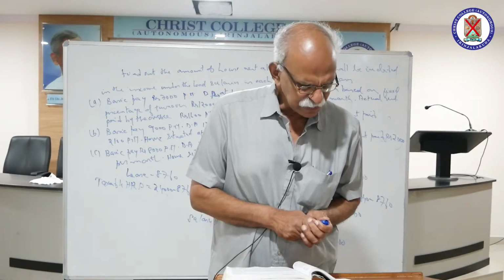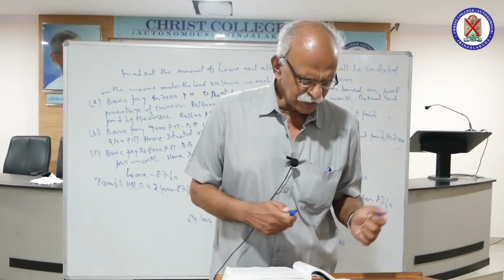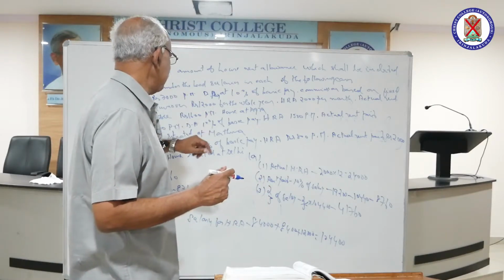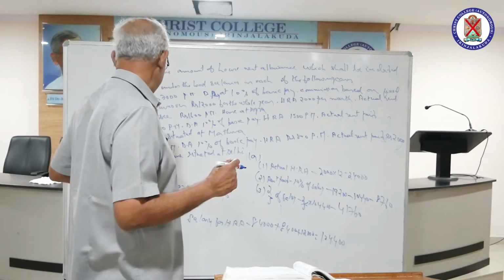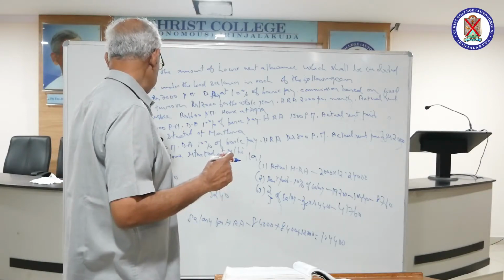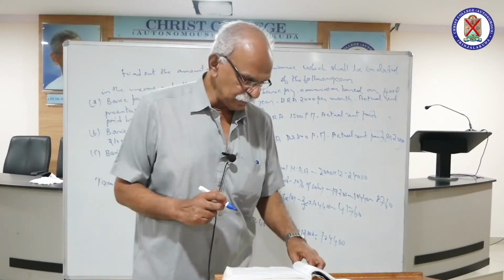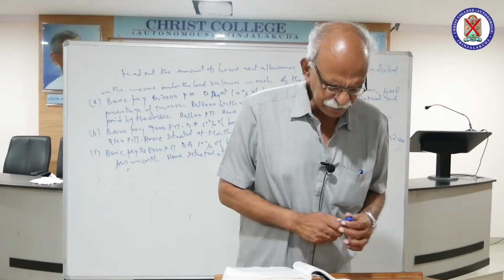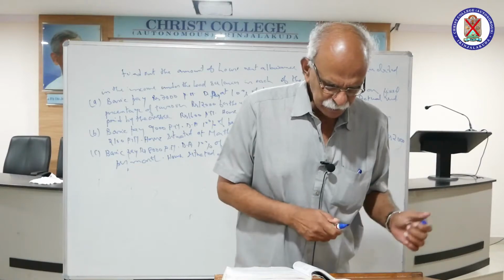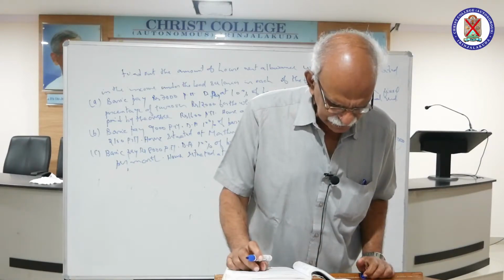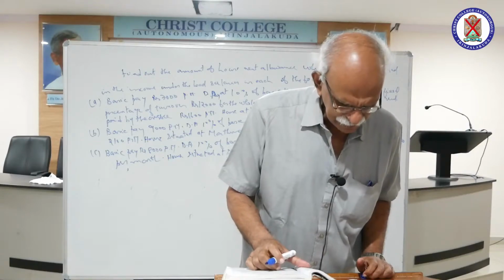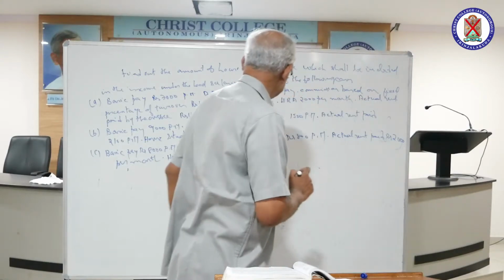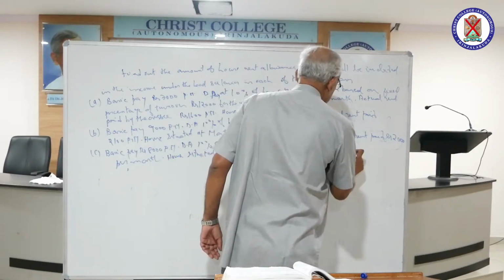Let us work out the problem, part B. Basic pay 9,000 per month, DA 10% of the basic pay, HRA rupees 1,500 per month, actual rent paid 2,100 per month, house situated in Mathura. Now let us see how we can work it out. First case, least of the following. Actual HRA received is 1,500 per month, so 1,500 into 12 is 18,000.